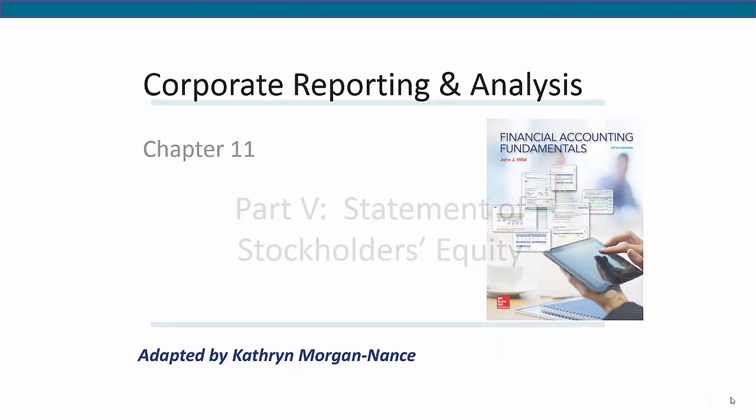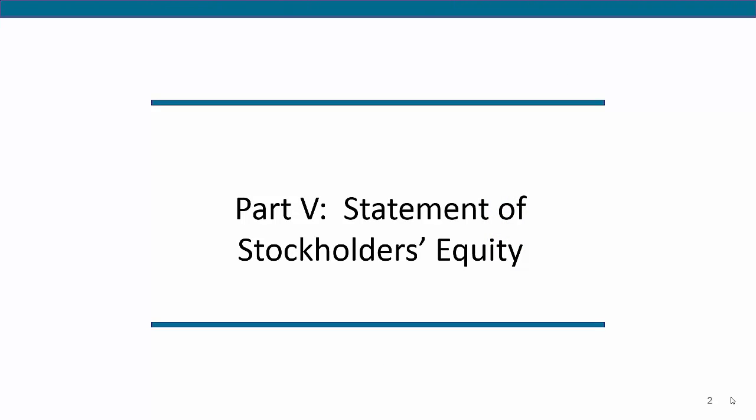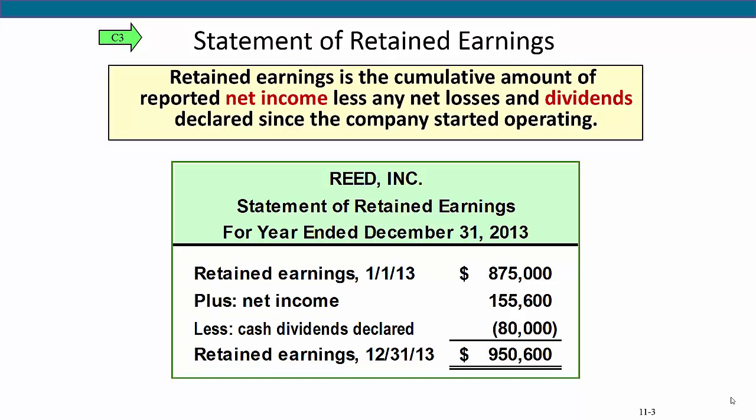Let's finish off Chapter 11 with a mention of retained earnings and stockholders' equity. As a brief review, the statement of retained earnings is a summary of the activity that occurred in retained earnings during the period. It begins with the balance at the beginning of the period. If a company has net income, it is added to the beginning retained earnings balance, and if a company has a net loss, then that would be subtracted. Any cash dividends declared are subtracted to arrive at the ending retained earnings balance.